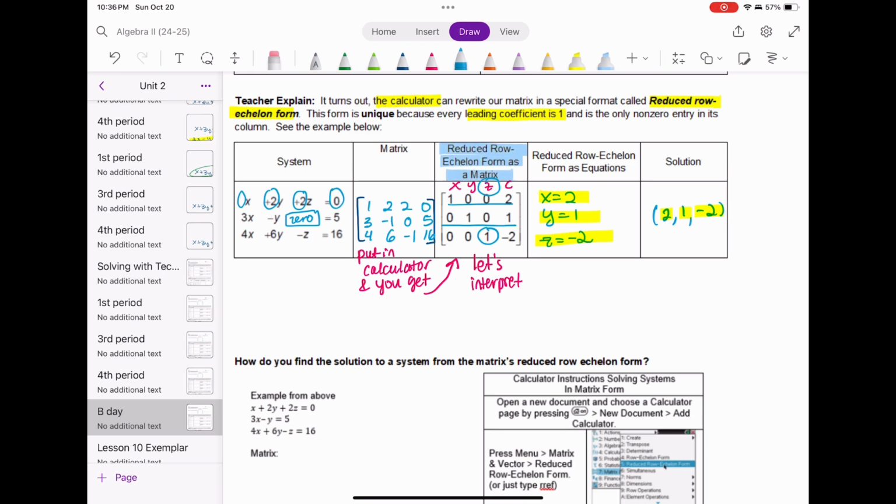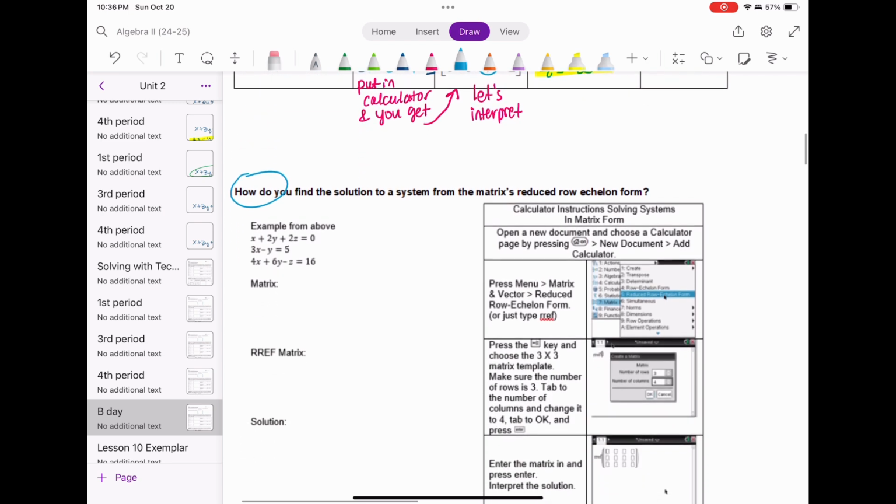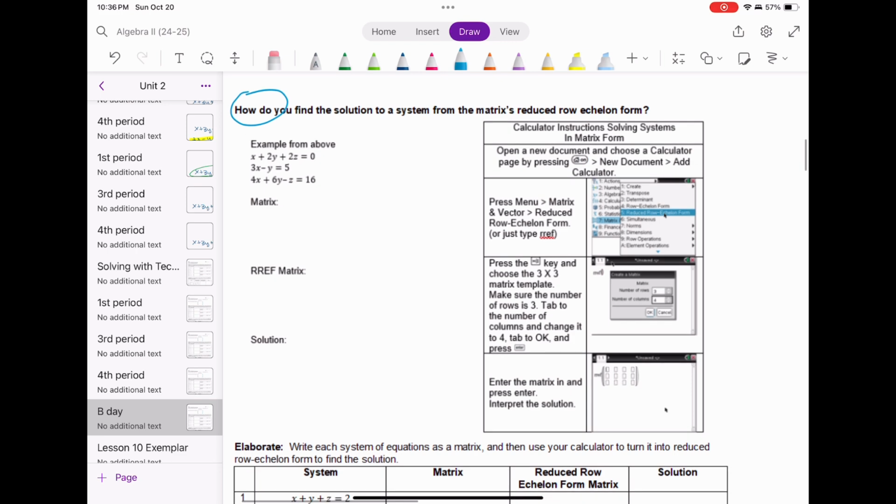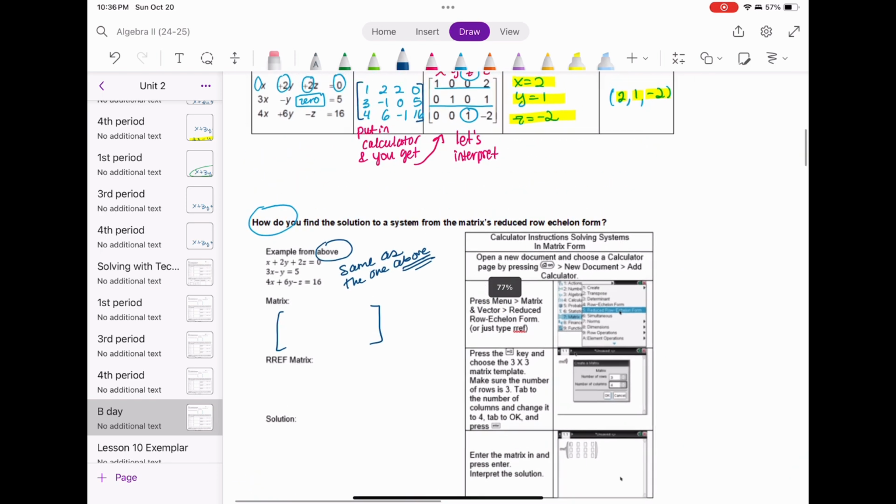So let's see how we can get the reduced row echelon form from the calculator. So we have the same example here, and you can follow the instructions on the worksheet, or you can follow this video I'm about to show you in the calculator how to do it. So first you write your matrix. We already did that. So I'm going to copy and paste my answer here.